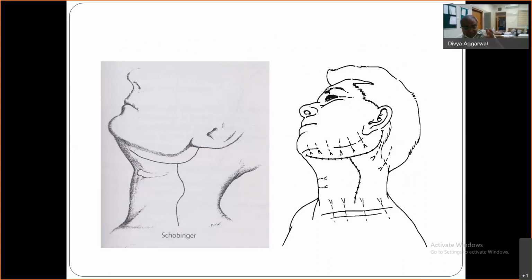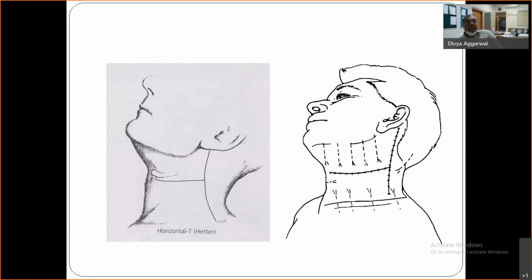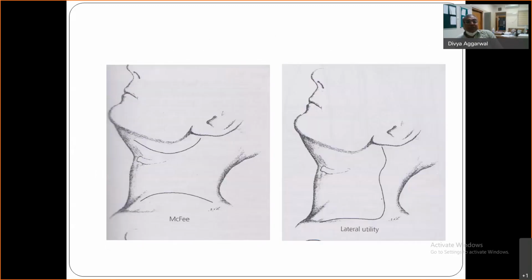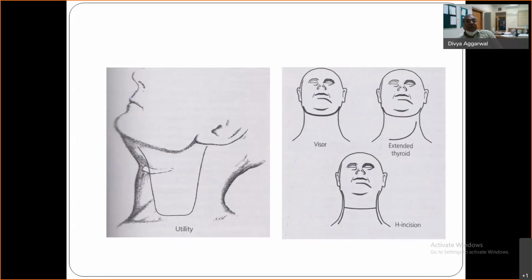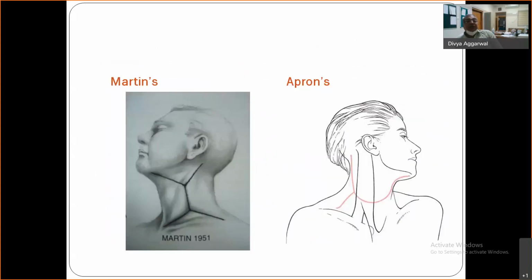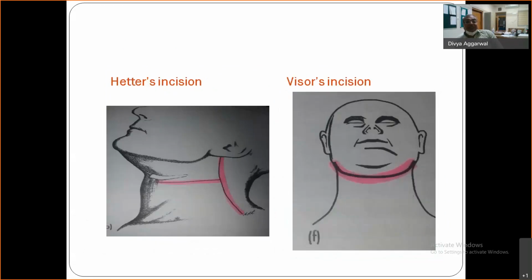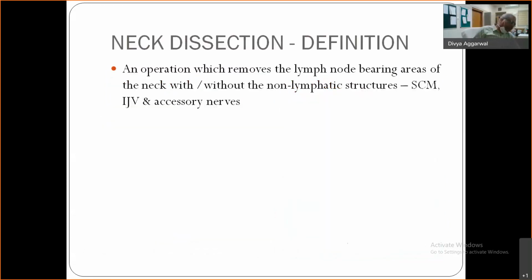Now, these are the various standard incisions that are used. I will not go into the details. This is the Schobinger, then the horizontal T, the modified Schobinger, McPhee, the lateral utility, then Weiser, extended thyroid, H incision, Martin's, Hayes-Martin's incision, aprons, half aprons, onlay, Hatters, Weisers. So I will not go into the details because it is beyond the scope of my discussion today.